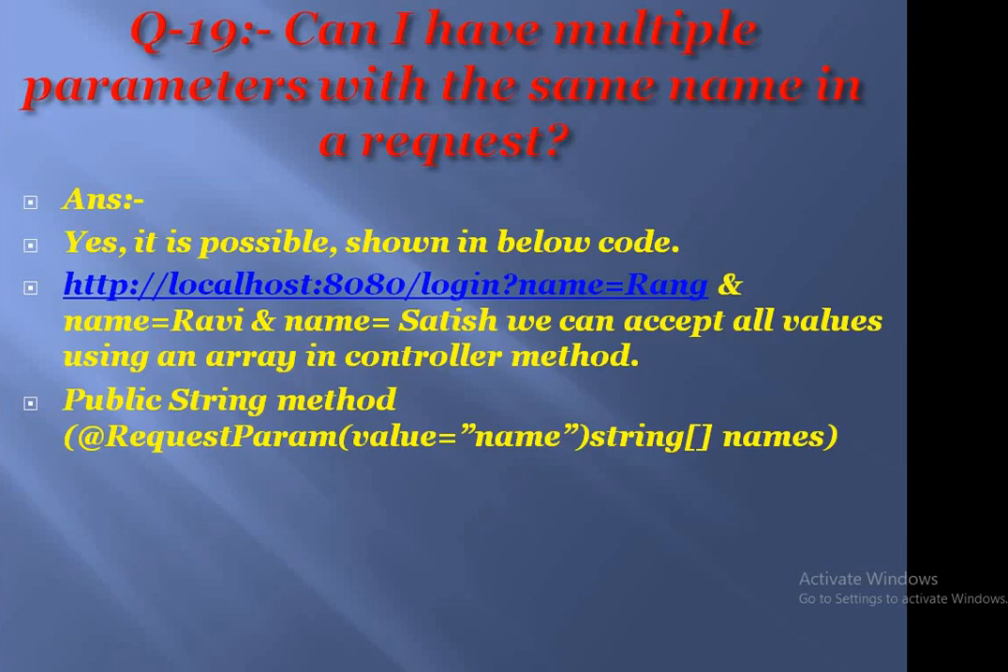We can accept all values using an array in the controller method. When multiple values are passed, we should declare an array to receive them, like a public String method with a RequestParam, value equal to name, and a String array called name. In that array of strings we can receive all 3, 4 or 5 names.